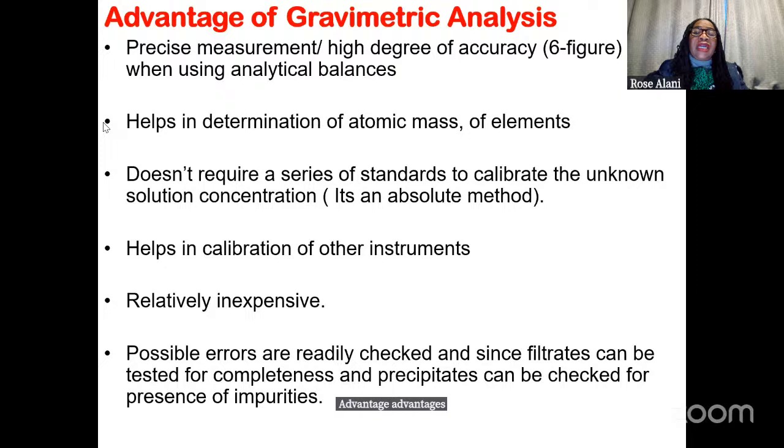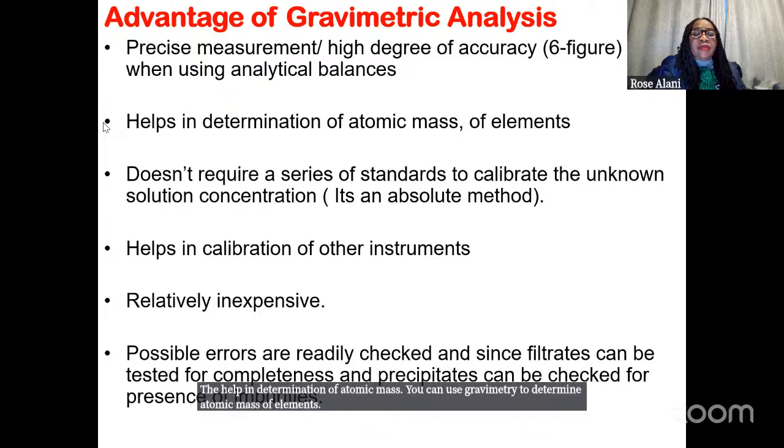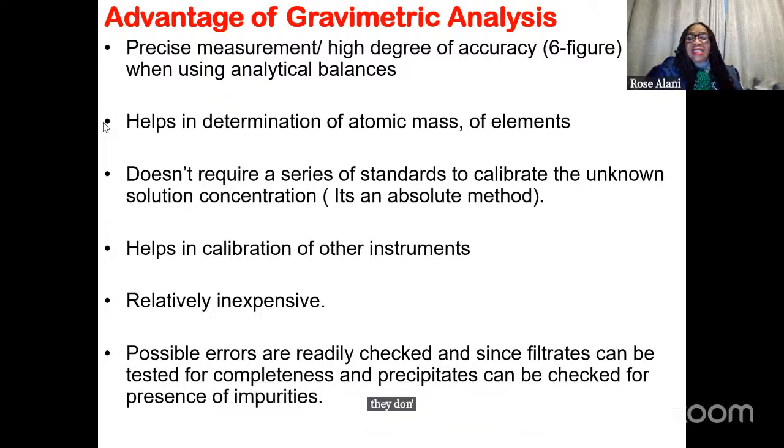Advantages of gravimetric analysis. I've told you about this in the last class. They are precise and accurate, up to 6 figures, especially when you're using an analytical balance. They help in determination of atomic mass. You can use gravimetry to determine atomic mass of elements. They don't require standards for calibration. They help in calibration of other equipment. And this method is relatively inexpensive.